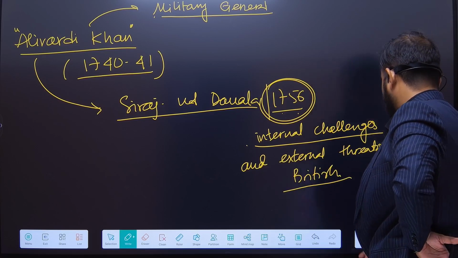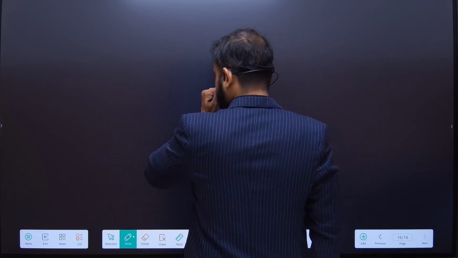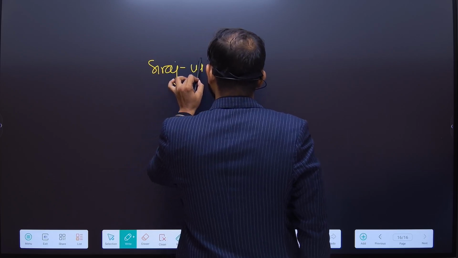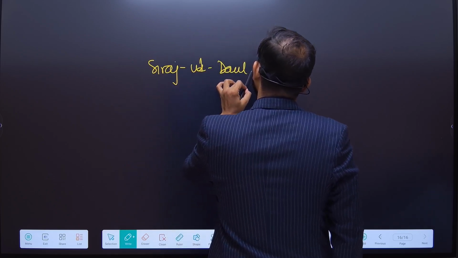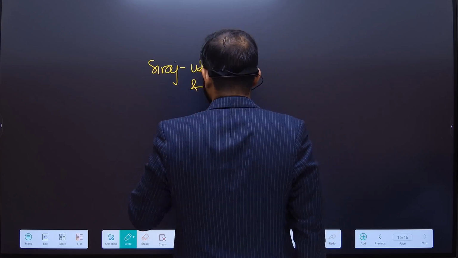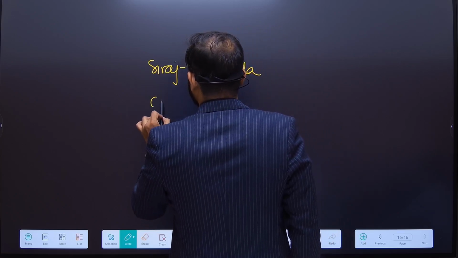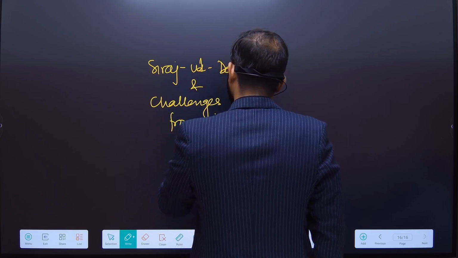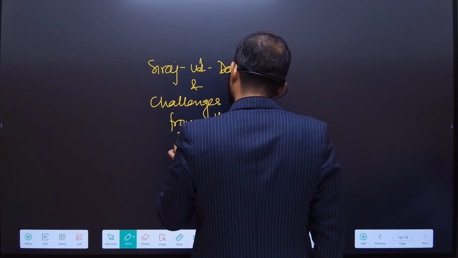I'll be changing the slide. Briefly, you have to cover these topics. We are basically moving towards the Battle of Plassey. The internal challenges, what happened, who are the stakeholders, is unnecessary information. Please do not go with them. We'll learn about Siraj-ud-Dawla and challenges from the British.